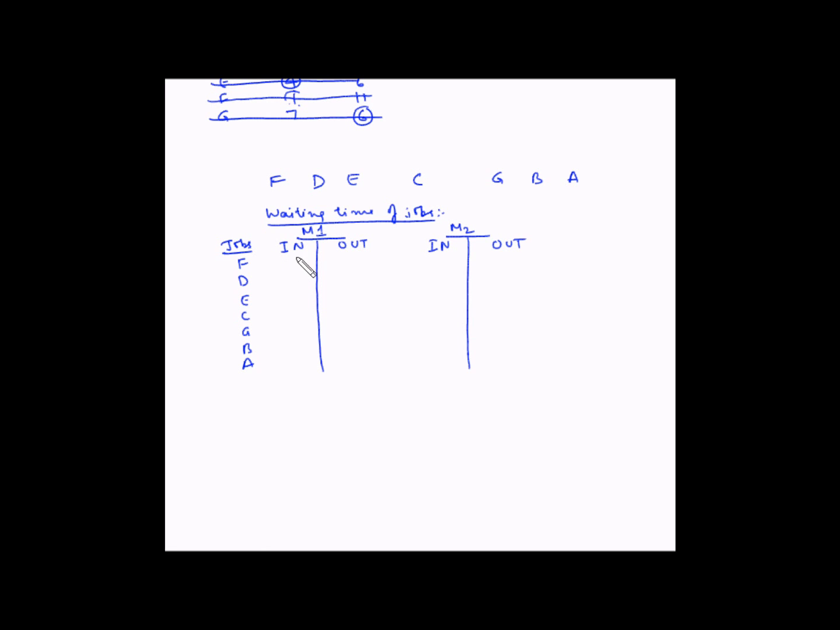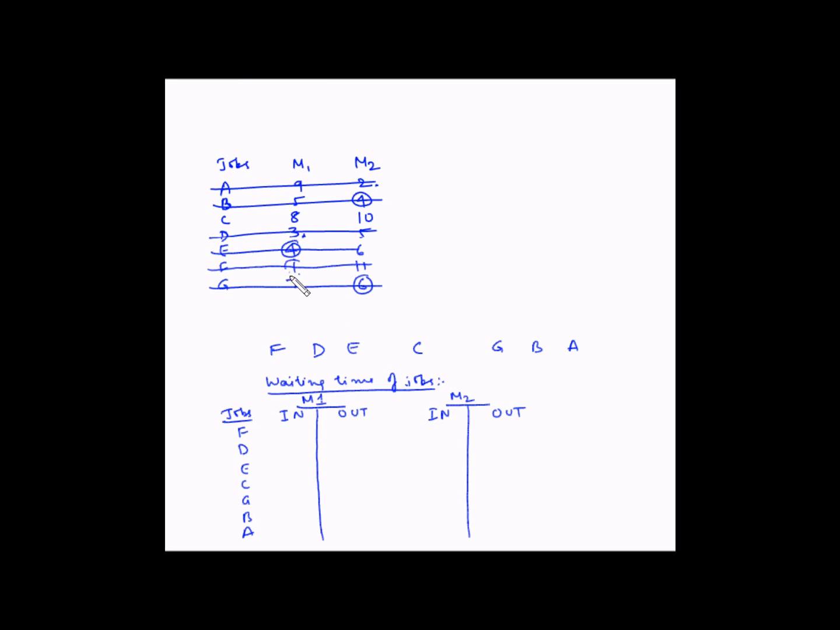So let us first look at the in and out time for job F on machine M1. For job F, machine M1 will take 1 hour. So if we start F on machine M1 at the 0th instance, then this will be finished by the first hour.